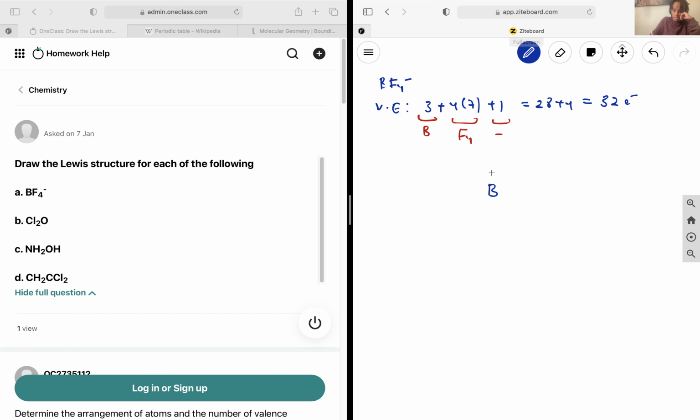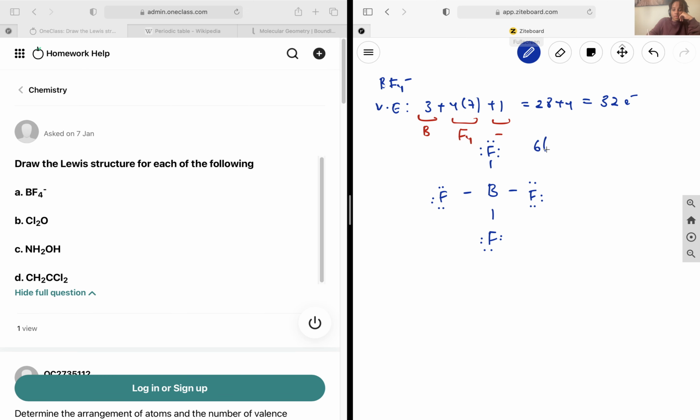Let's start with our skeleton structure. We know boron is going to be the central atom because 8 minus 3 is equal to 5, and that is going to be greater than 8 minus 7, which is equal to 1. And so boron can make the most bonds in this scenario. And so let's start with our structure and single bonds between each, and fill in our octets for each of the fluorines. And see if all of the electrons make sense for our valence.